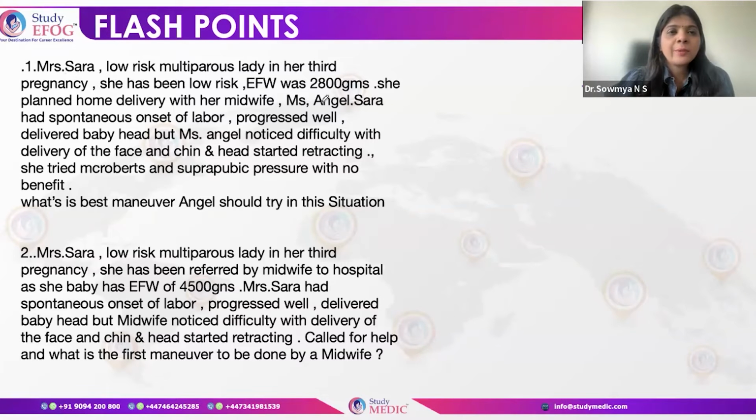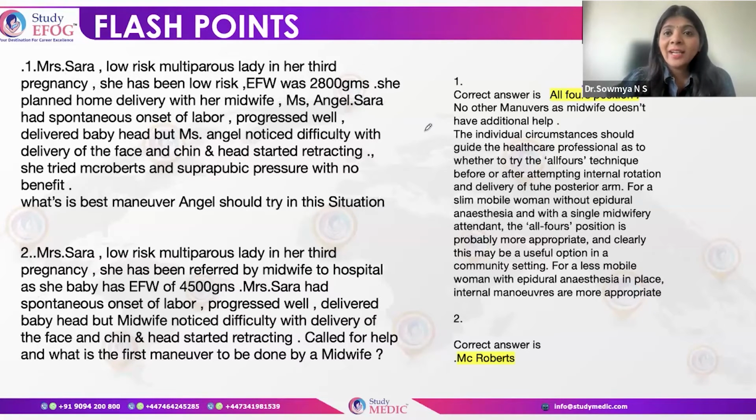Here you have a low-risk pregnant lady who is multiparous, with the midwife, and they have noticed that there is a shoulder dystocia. She has tried McRoberts and suprapubic pressure with no benefit. So for all practical purposes, you have only the midwife there. So how do you go about that? In that case, ideally, the next thing could be the internal maneuvers, but because the midwife is all alone, you can go for all 4s.